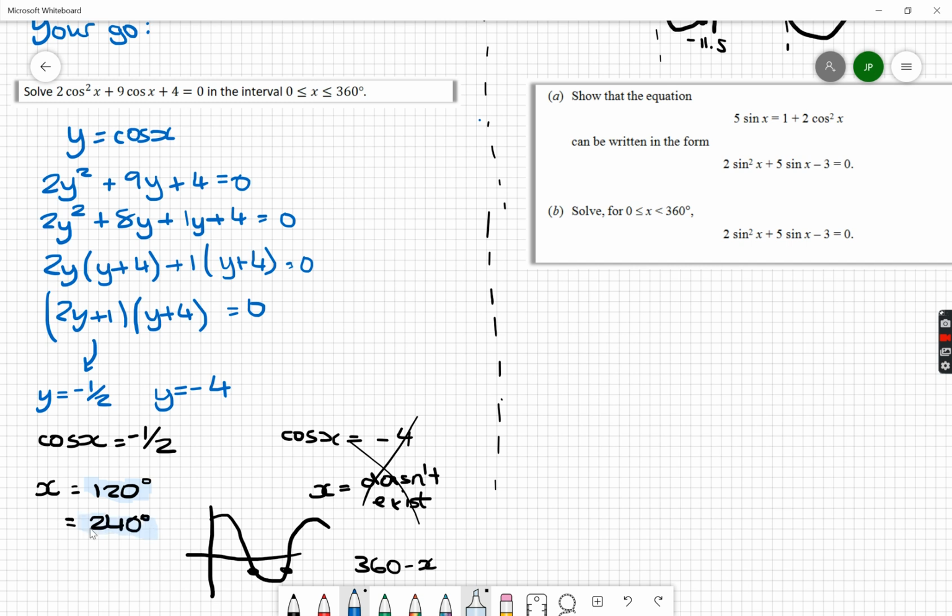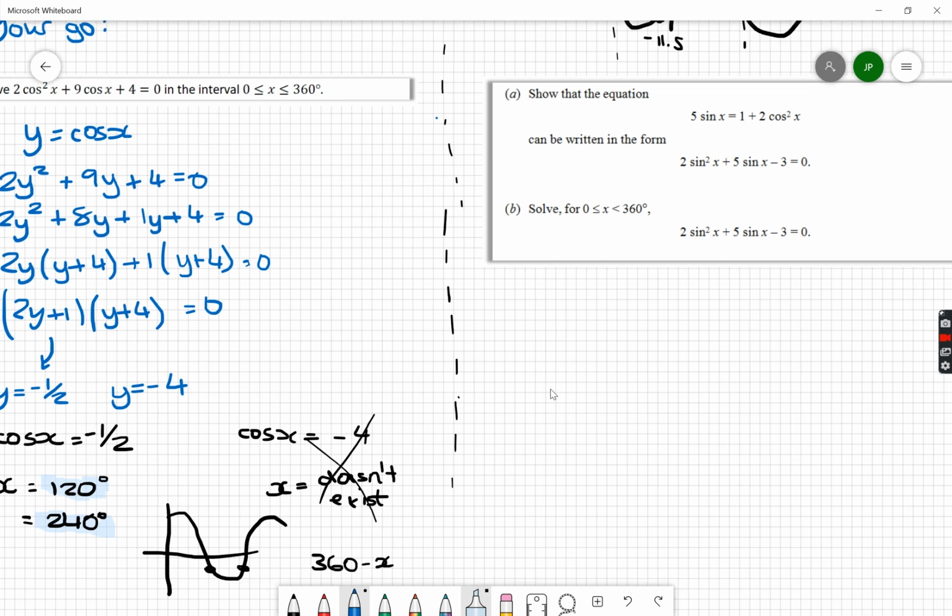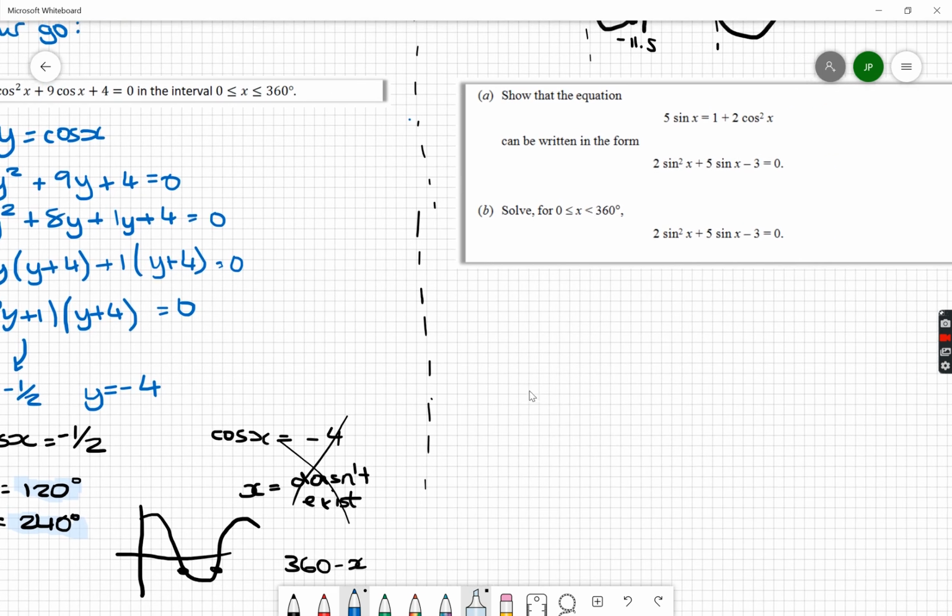Okay, right, the second one. Potentially a little bit harder. Thankfully, it has broken it down for us. So first part: 5 sine x equals 1 plus 2 cos squared x. We need to show it can be written as 2 sine squared x plus 5 sine x minus 3 equals 0. So I'm getting rid of my cos squared in this case.